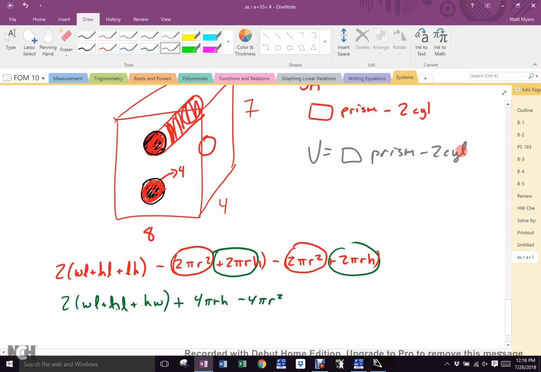If I am doing volume, that's a rectangular prism minus 2 cylinders. Because for volume, it's just minus. There's nothing new showing up. It's just gone. So prism is LWH minus 2 pi r squared h. That's the cylinder, and there's 2 of them. So you just fill in the numbers.